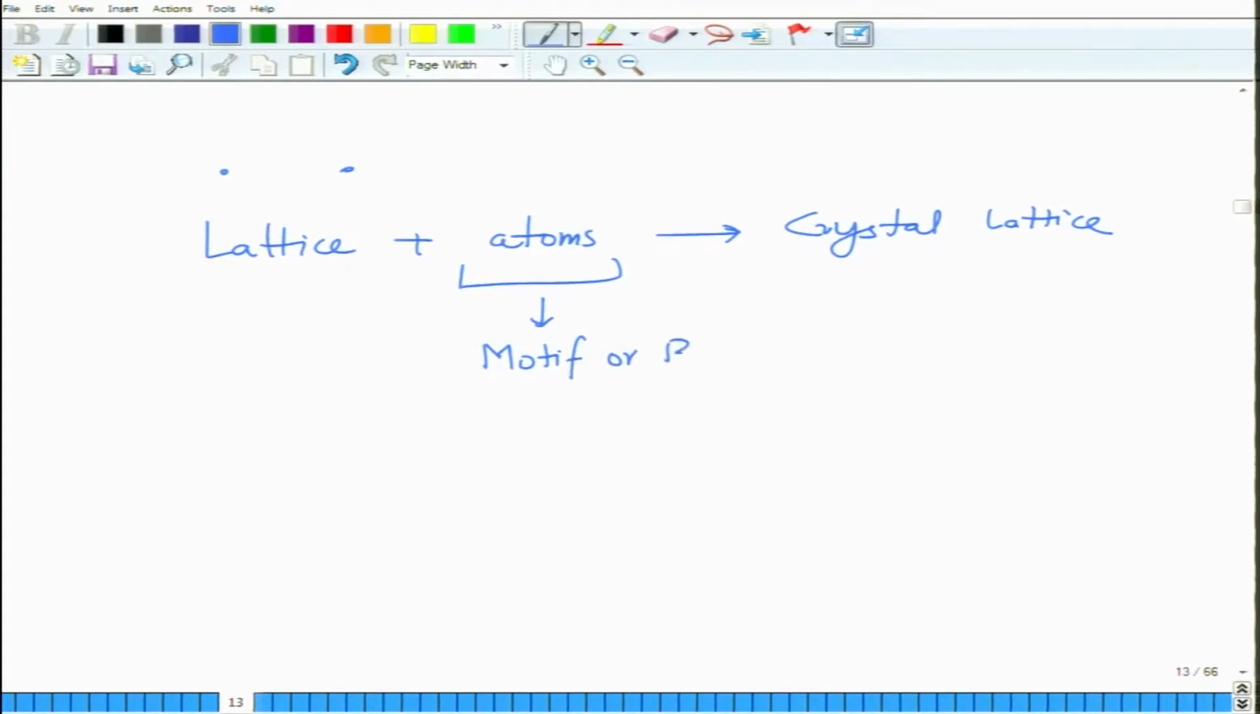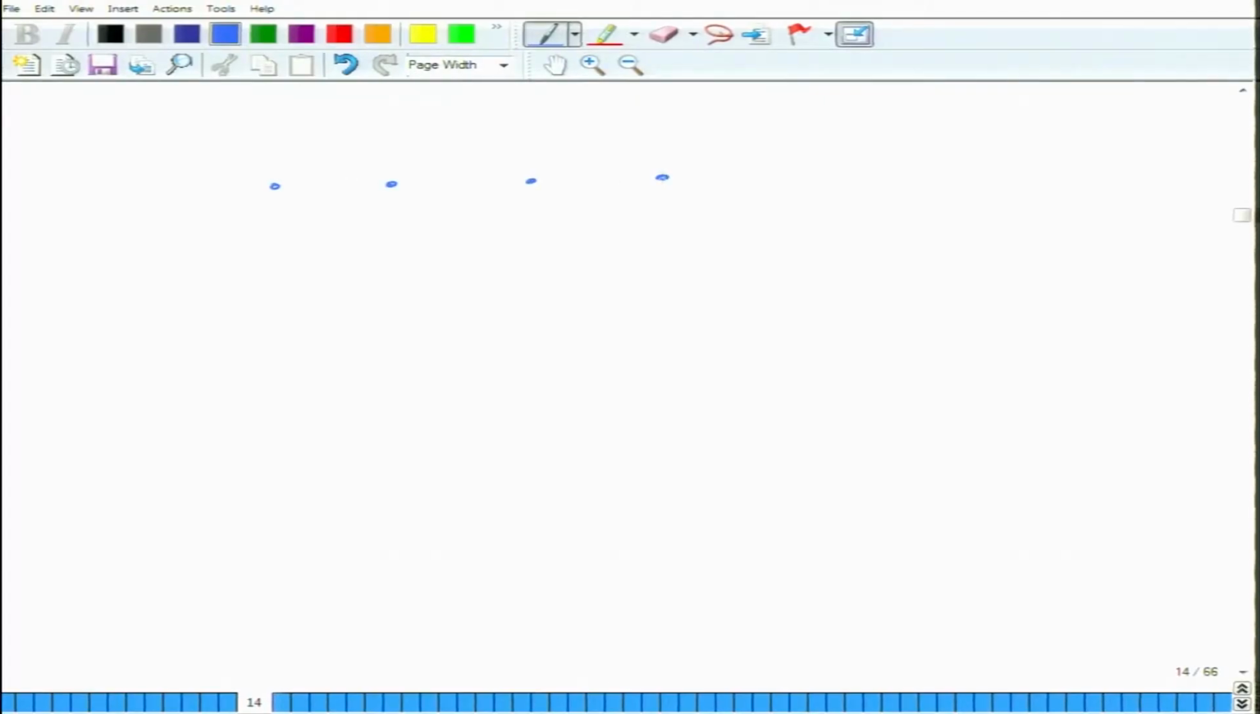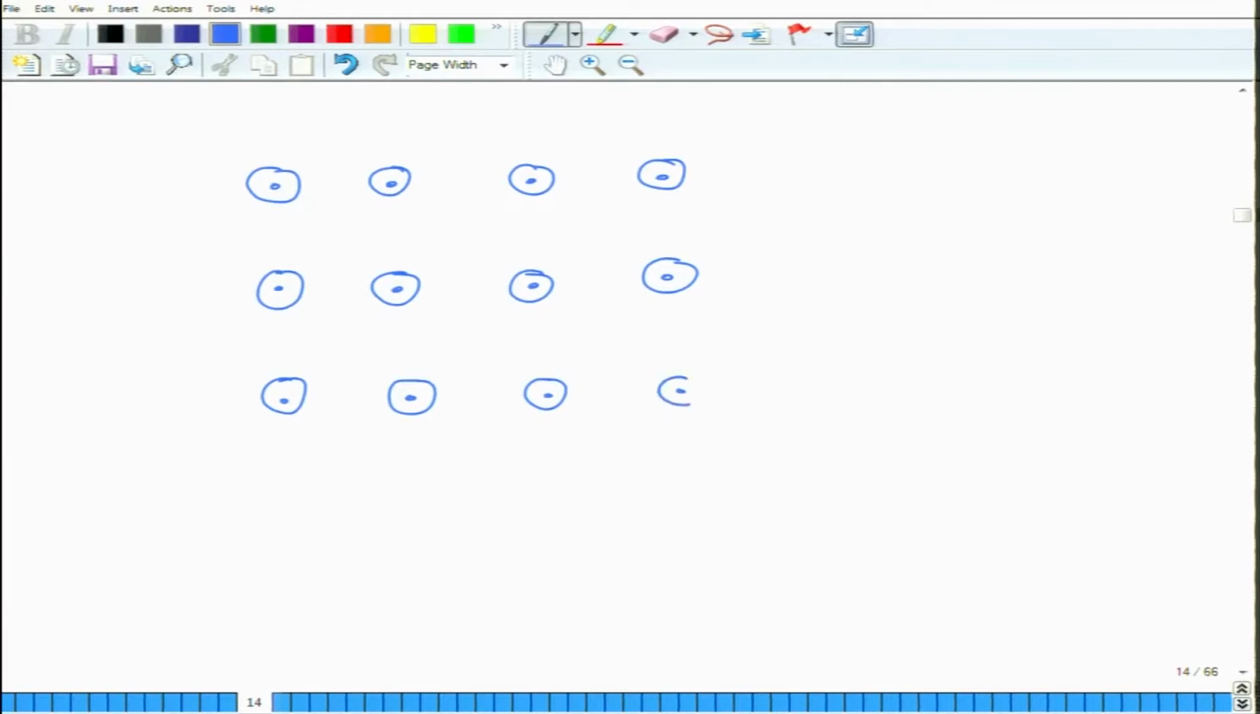or basis, some kind of object basically. It could be one atom, it could be a group of atoms, it could be multiple types of atoms arranged at various places. So, for example, let me again draw a simple lattice. Now, what it can mean is I can just put a simple one atom. This is the simplest form. This is the simplest 2D lattice.